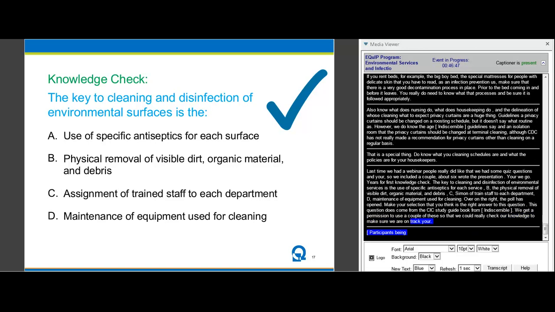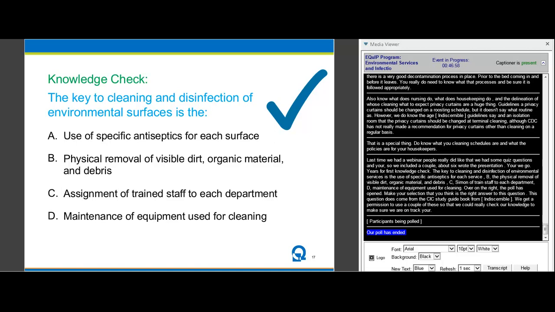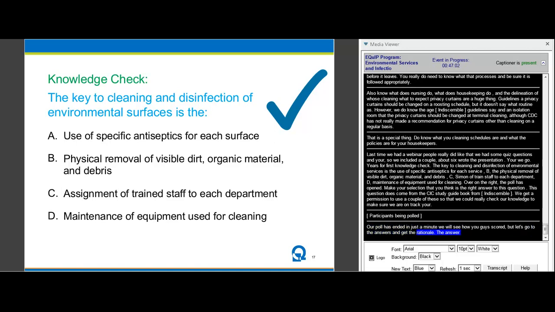All right, so our poll has ended, and in just a minute we'll see how you guys scored. But let's go through the answers and get the rationale here. So the answer is B, the physical removal of visible dirt, organic material, and debris, which we already covered because, again, organic matter can inactivate a lot of our disinfectants.